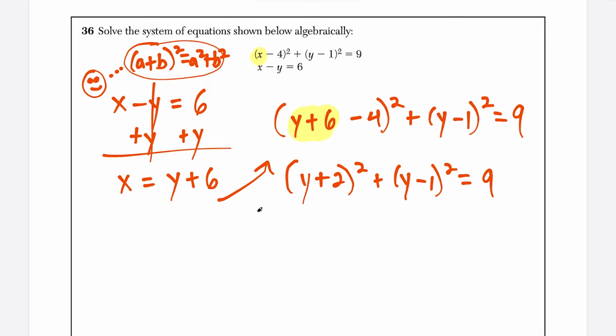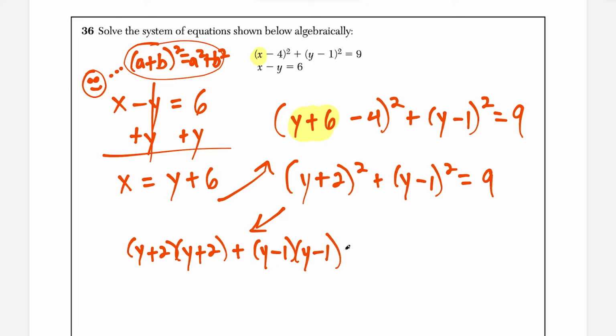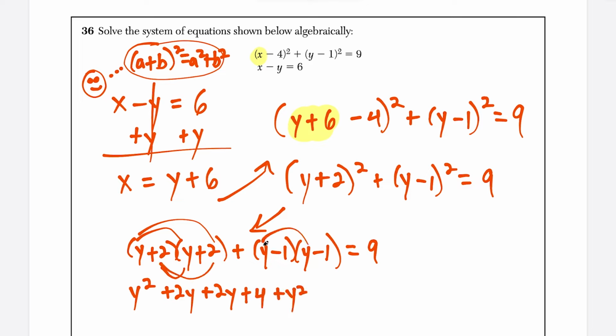And for this, I'm actually going to expand it. So I'm going to write this out, drawing the progression over here as y plus 2 times y plus 2, and then plus y minus 1 times y minus 1 equals 9. And then from here, we do the algebra. We have y times y is y squared, then y times 2 is 2y, plus another 2y, plus 4 when we distribute to the end like this. And now we have y times y is y squared, minus y minus another y, and then plus 1, and this equals 9.